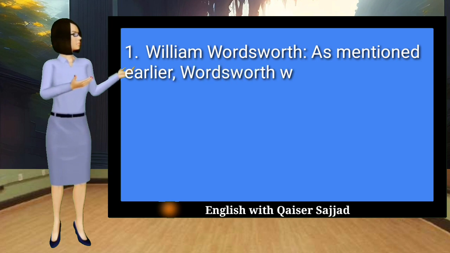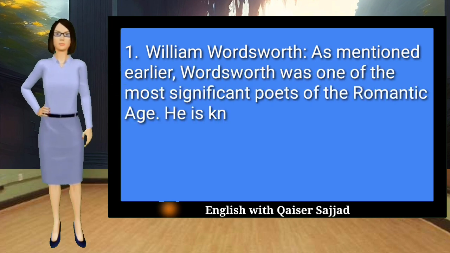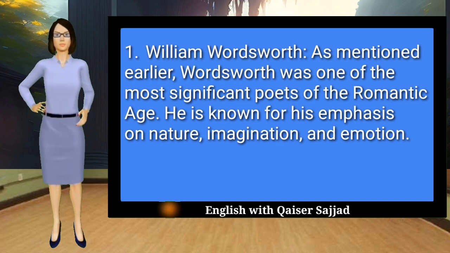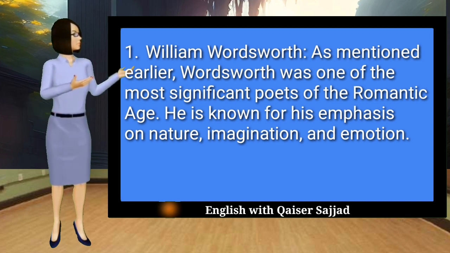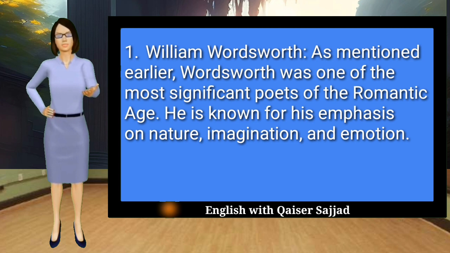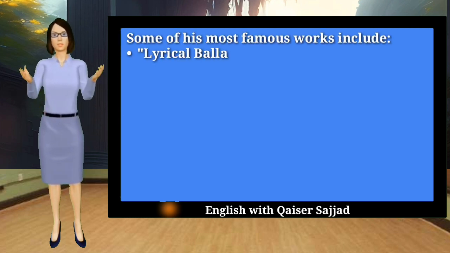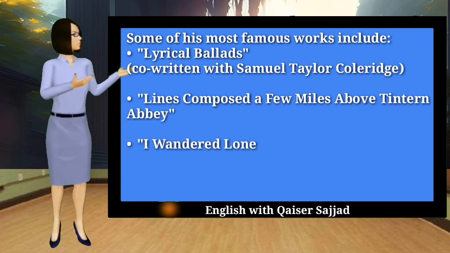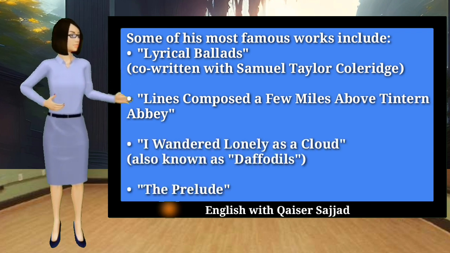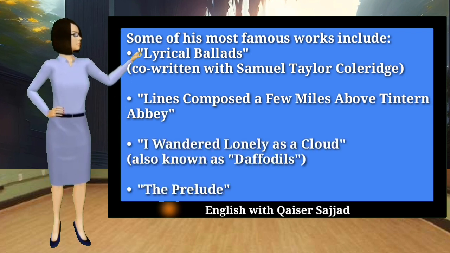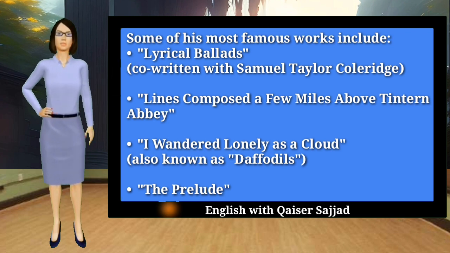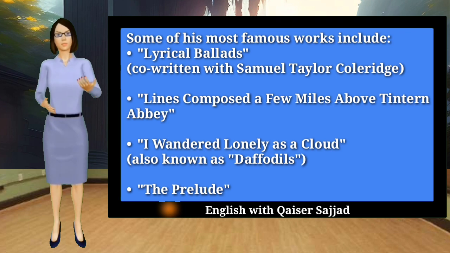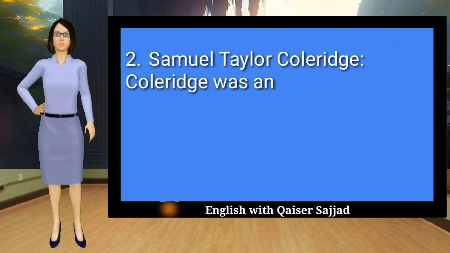William Wordsworth. As mentioned earlier, Wordsworth was one of the most significant poets of the Romantic Age. He is known for his emphasis on nature, imagination, and emotion. Some of his most famous works include Lyrical Ballads, co-written with Samuel Taylor Coleridge, Lines Composed a Few Miles Above Tintern Abbey, I Wandered Lonely as a Cloud, also known as Daffodils, and The Prelude.